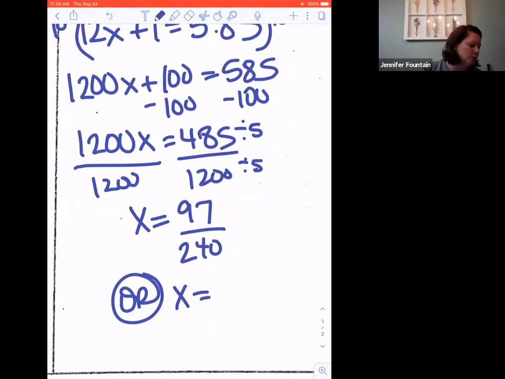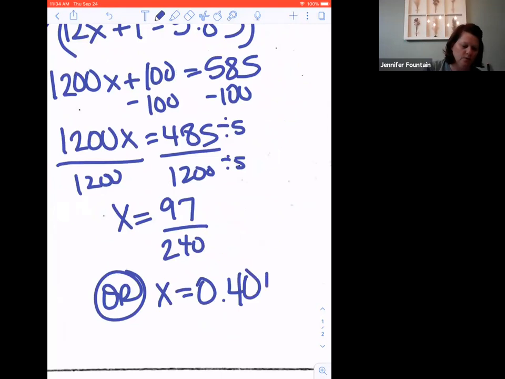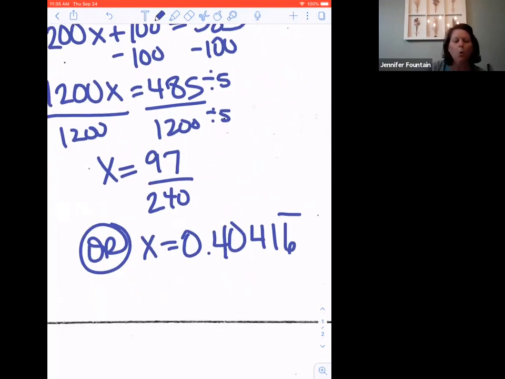would have to round. Okay, so it's 0.4041, and if you use your calculator, you can see that that 6 is repeating. Okay, so you could either leave it as a fraction in simplest form, or you could do the decimal.